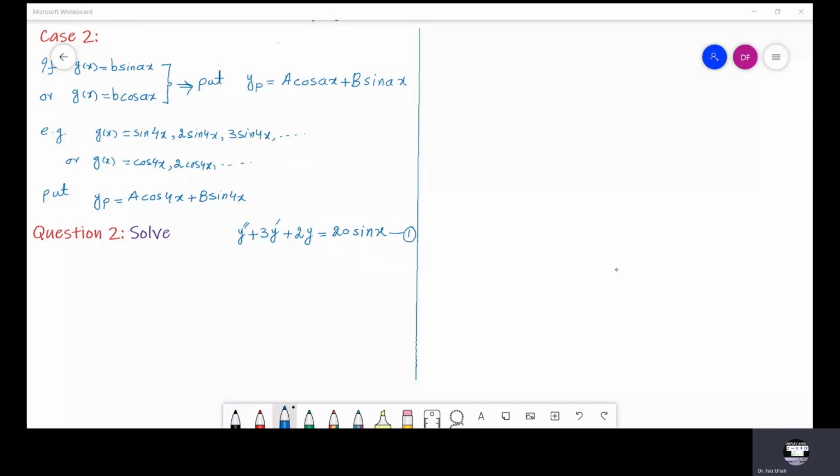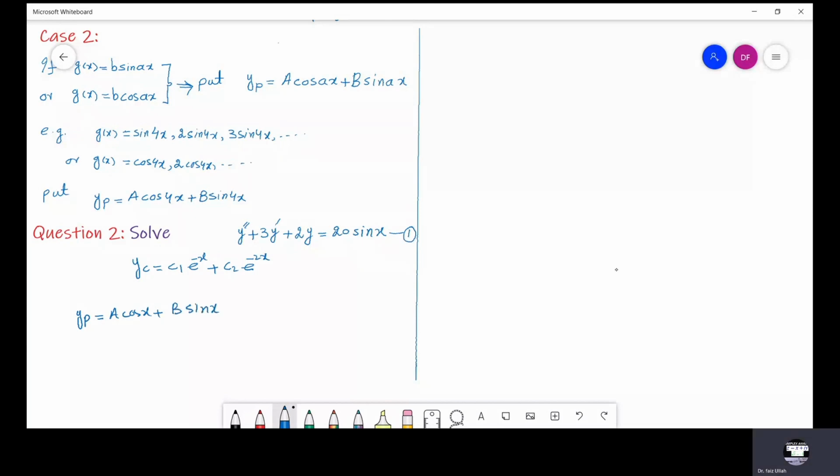Question 2. To solve equation 1, the first task is to find yc, which is equal to c1 e power minus x plus c2 e power minus 2x. We have obtained this value in question number 1. And according to case number 2, yp is equal to a cos x plus b sin x.